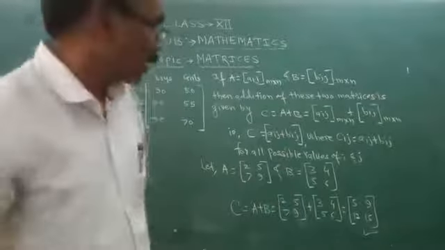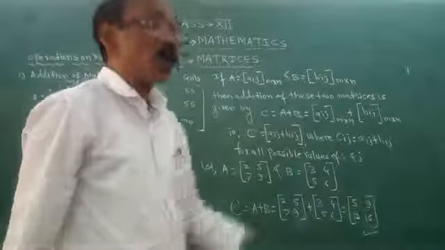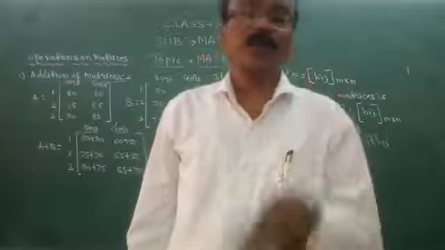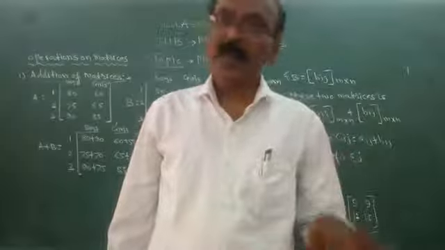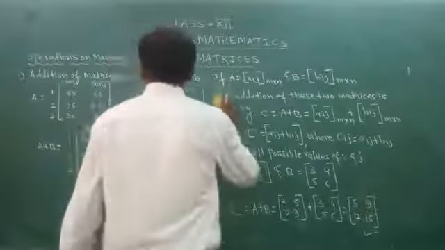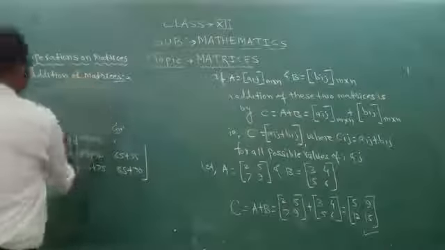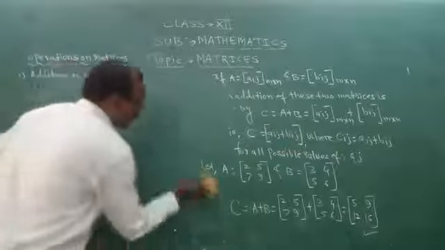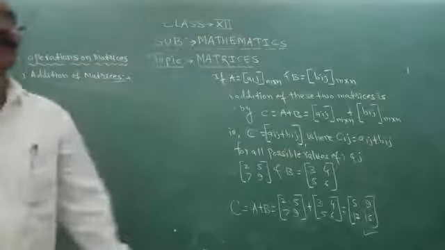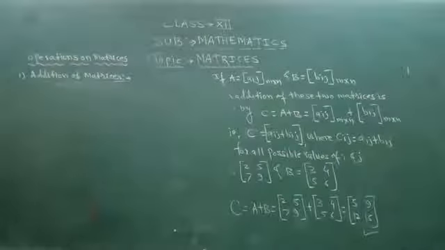In this way we can add any two matrices, but remember their order must be equal. Then and only then can we add given two matrices. Okay, then next one is number 2, multiplication of a matrix by a scalar number. Multiplication of a matrix by a scalar.